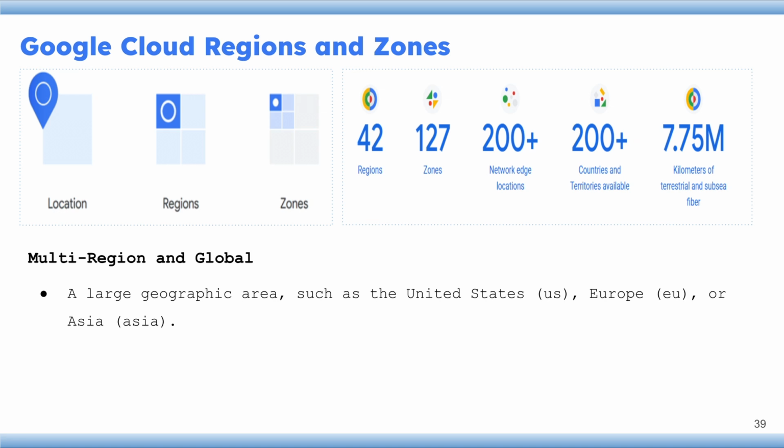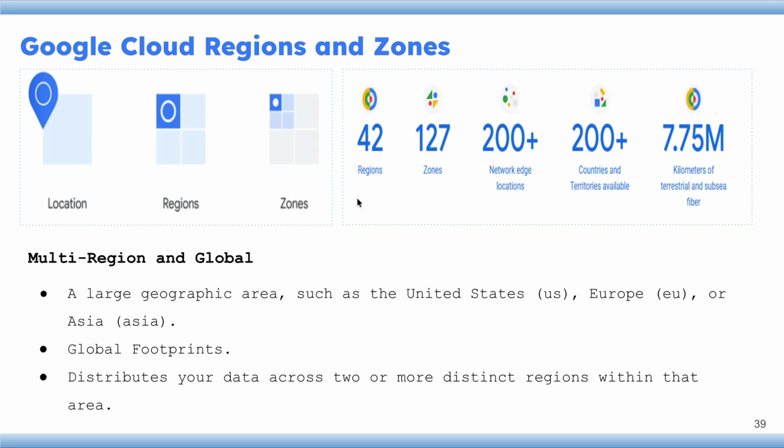Some Google Cloud services like Cloud Storage or BigQuery allow you to select a multi-region, and this multi-region and global option is useful for bringing applications closer to users around the world, and also for protection in case there are issues with an entire region for any reason. For example, it can be a natural disaster. So this distributes your data across 2 or more distant regions within that area. It offers the highest availability, but there is a trade-off with latency or consistency compared to a specific region. So this is what multi-region and global is.